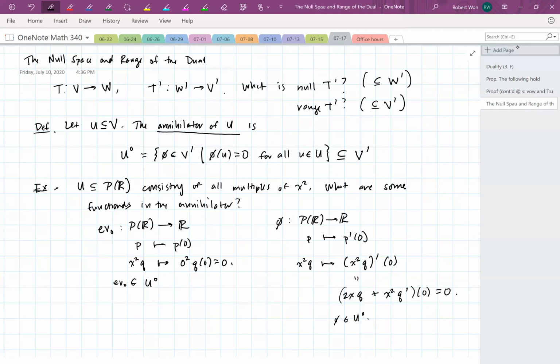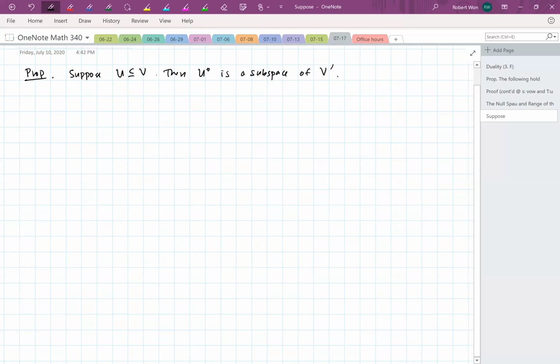Okay, so we'll see some more examples in a second, but let me first prove that this annihilator, no matter what U is, is always a subspace. So suppose U is just any old subset of V, then the annihilator of U is a subspace of the dual space. Okay, how do you prove this? To prove that something is a subspace, you need to check 3 conditions. You need to check that it contains a 0 vector, that it's closed under addition, and that it's closed under scalar multiplication.